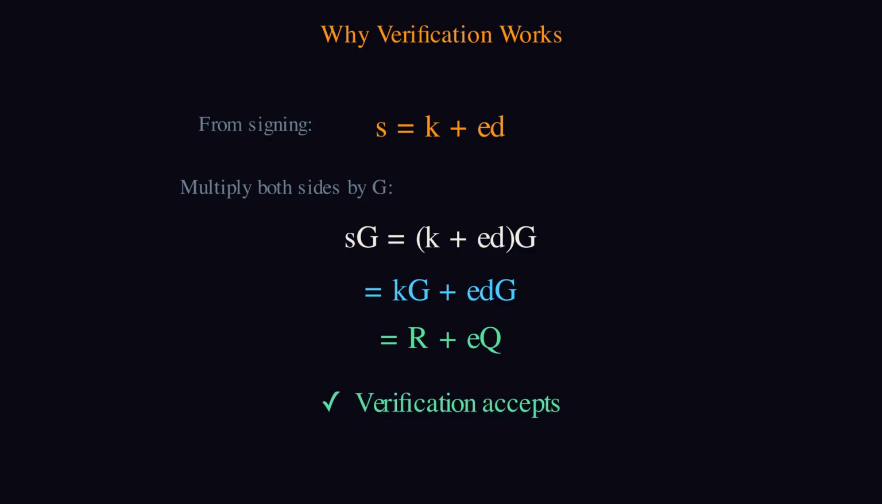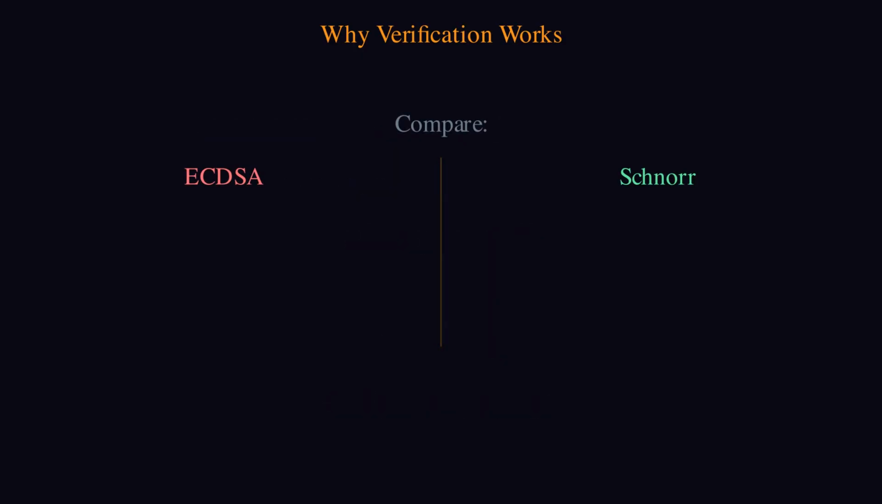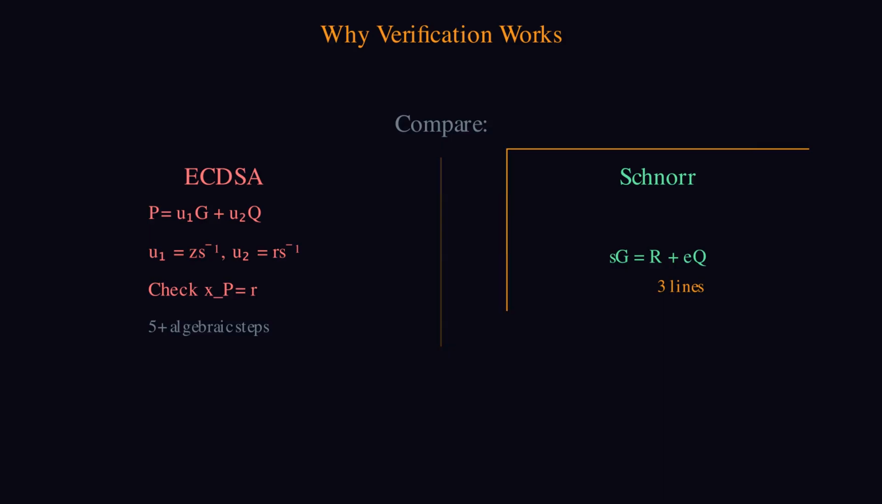Compare this to the ECDSA correctness proof from episode 10, which required computing modular inverses and tracking substitutions through multiple steps. Schnorr needs 3 lines. This simplicity is not merely aesthetic. It makes security proofs cleaner, implementations simpler, and bugs less likely.